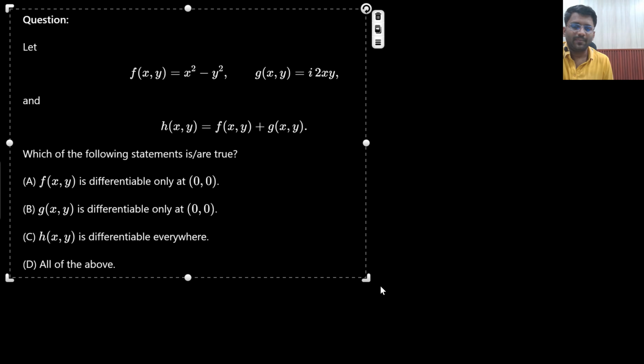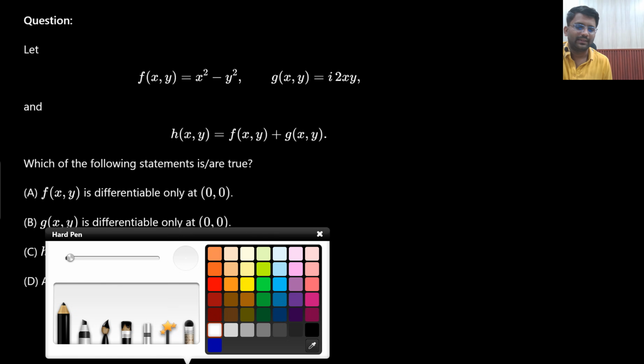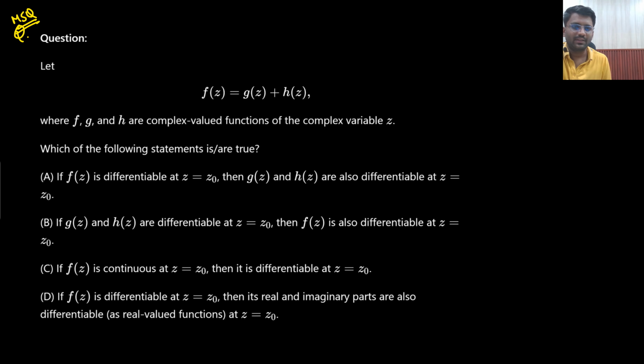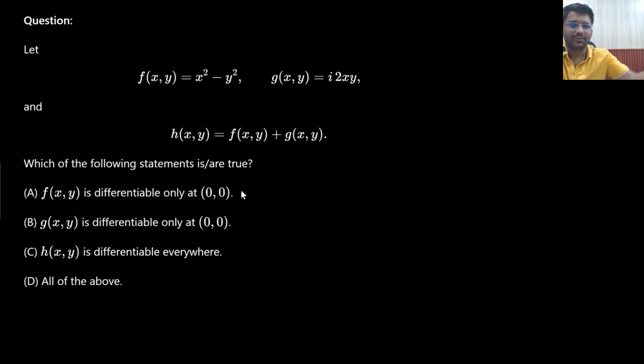So this is like a prerequisite to the next problem. This is a question that has been asked in the GATE examination. It is a prerequisite to the next question. So read this carefully and let me know what is the correct answer. Functions f of x comma y, g of x comma y are given, and h of x comma y is f of x comma y plus g of x comma y. Which of the following statements is true?